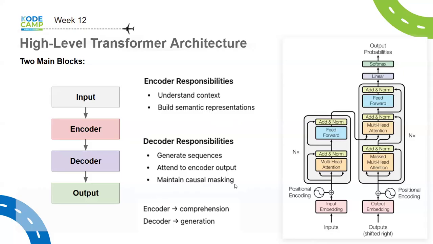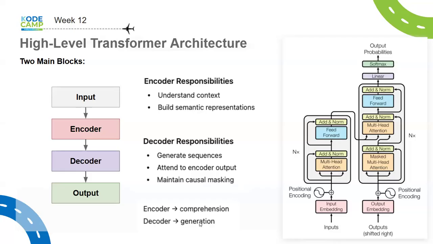Then it will maintain causal masking. So this causal masking is what I mentioned before, where as the encoder's output is coming in, you don't want to allow the decoder to see the things that are in the future, right? That it's supposed to generate. So use masking. We've already talked about that.